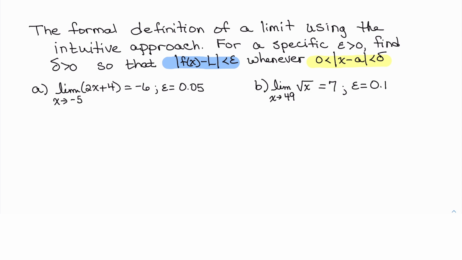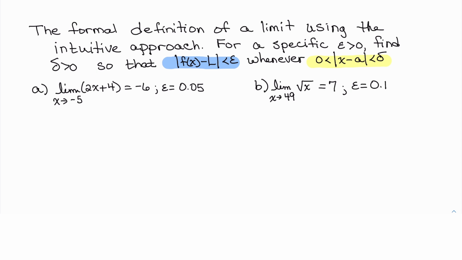Now remember here the plan of attack is to start with what I've highlighted in blue and then transition that to looking like what I've highlighted in yellow. And when we get it to that point, the delta will be the number that we have on the right hand side of that inequality. So let's look at our first example, which is a linear case.